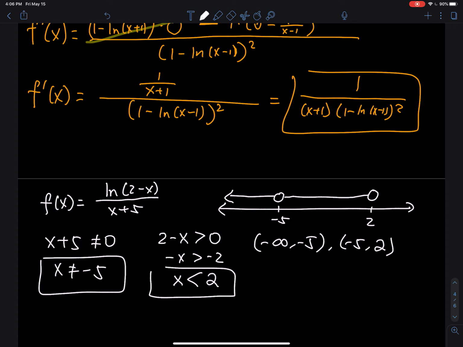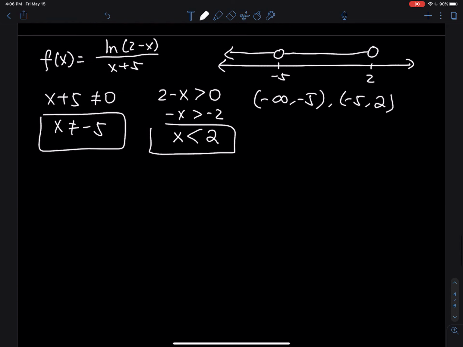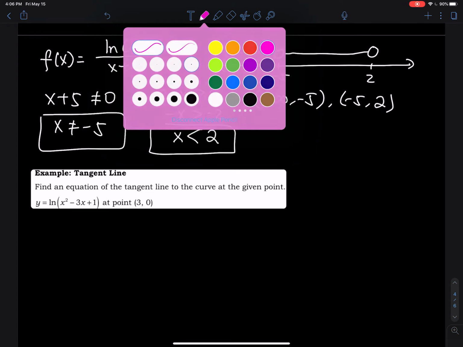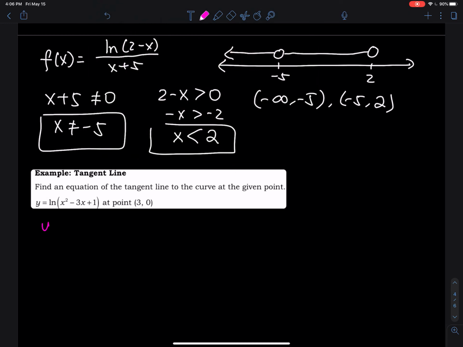The next problem that I would like to discuss is a tangent line problem. So let me go ahead and paste that problem right here. So this is our tangent line problem. Let's read the problem. Find an equation of the tangent line to the curve at the given point. So we have an ln function, and I want to find a tangent line. Alright, so to find a tangent line, what's the first thing that we have to do? We have to take the derivative, right?